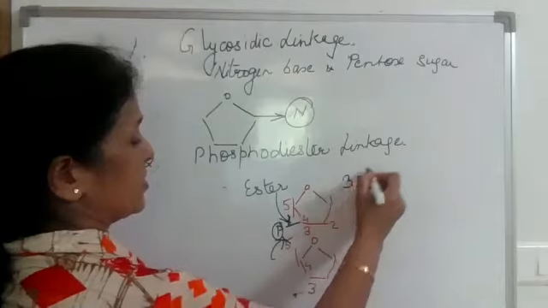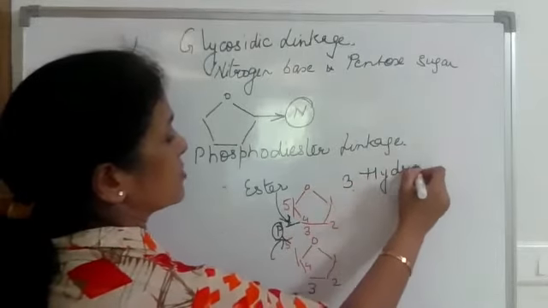The third type of linkage is hydrogen bonds.